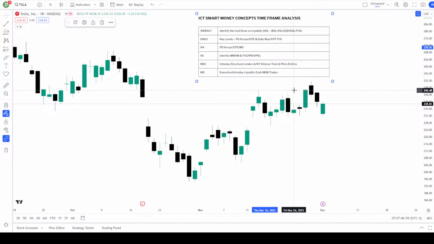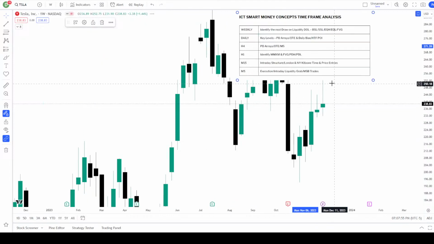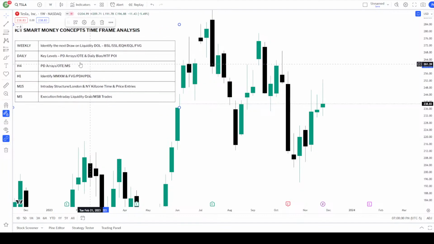So, before we get started, or actually let's just get started. First thing we're going to be looking at is the weekly chart. And on the weekly chart, the first thing we're looking for is to identify the next draw on liquidity. DOL stands for draw on liquidity. We're going to be looking for buy side liquidity, BSL, sell side liquidity, SSL, equal highs or equal lows, or a fair value gap somewhere inside the weekly time frame.